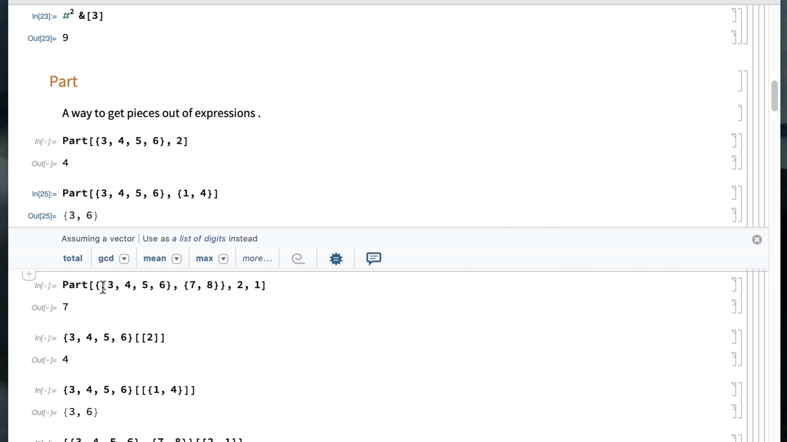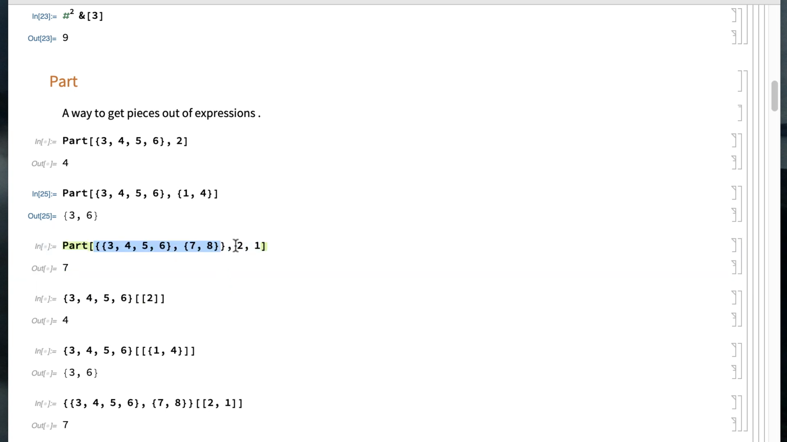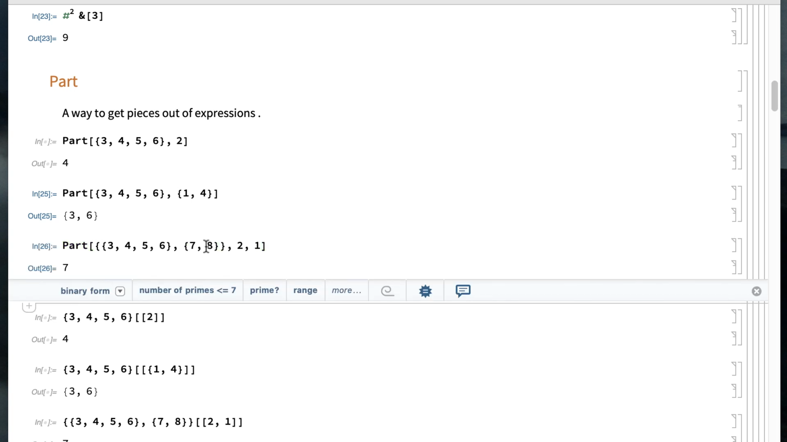Now, what if we have a list of lists, which we certainly can have in Wolfram language? Here's a list of lists. Supposing I want to take the second list and then I want the first part of it. Instead of wrapping the part specifications in a list, we're just going to put them in sequence. And by the way, we're going to see something very much like this in query up ahead. So this says take the second part of the first level and the first part of the second level, and we get our 7 out.